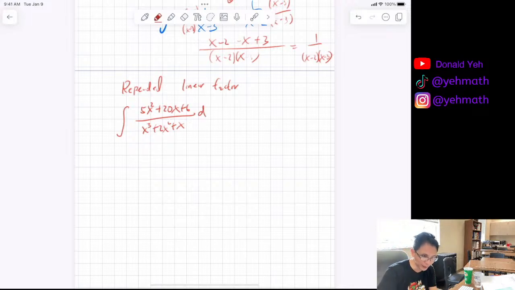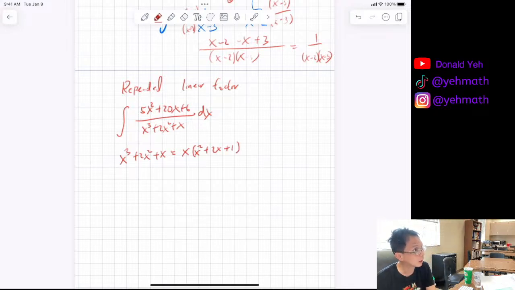Okay, so I'm going to factor the bottom. So x cubed plus 2x squared plus x. Those of you who are bad at algebra, the first thing in factoring is to factor out the x, which is GCF factoring. Factor out GCF, always the first step in factoring. You cannot factor anything else except factor out x.